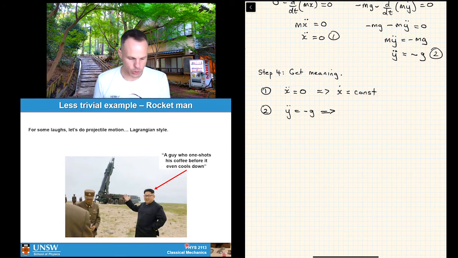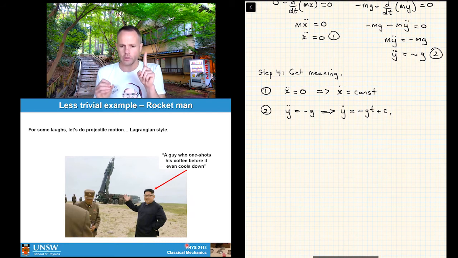We can integrate that too, right? So it would become y dot is equal to minus gt plus a constant, and let's just call this constant c1 for the moment. Okay. What you'll realise is that this is your vertical velocity, and it is equal to a constant c1 minus gt. Okay, and you'll remember your equations from first year: v equals u plus at.